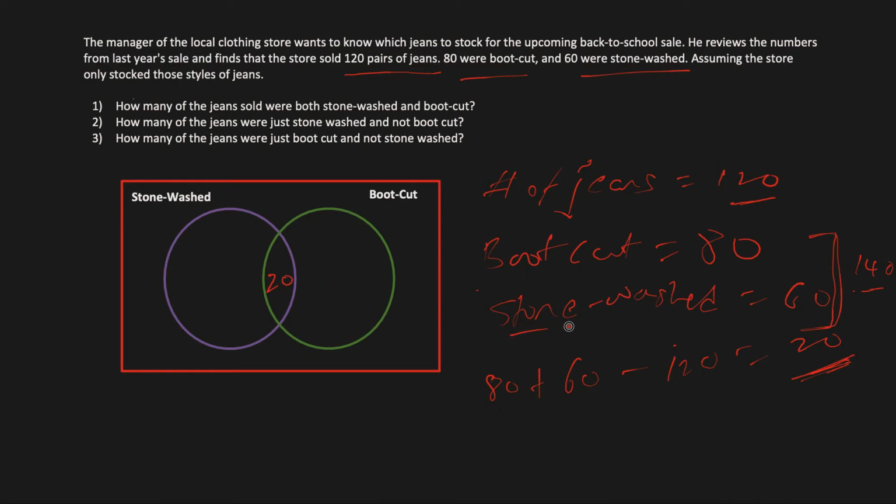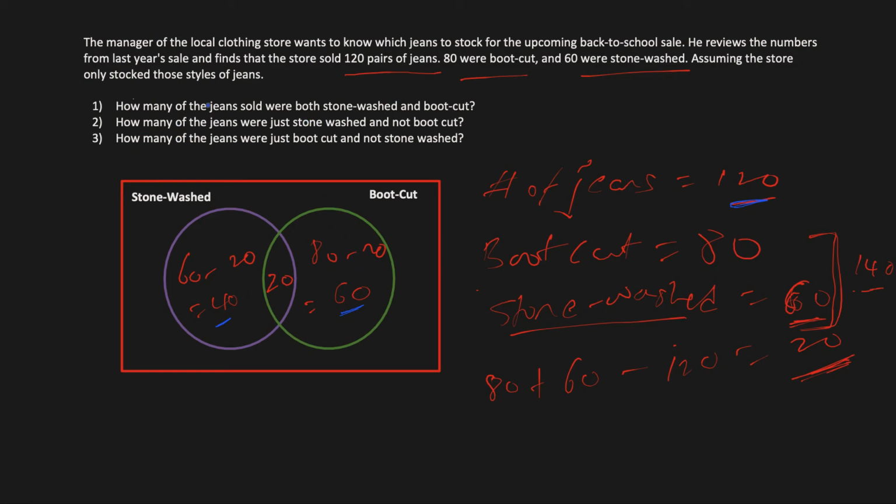And we know that the stonewashed jeans were 60, but of 60, 20 is common. So only stonewashed is 60 minus 20, which is 40. And then only bootcut is 80 minus 20, which is 60. And let me change my color again so it's easier. So we can see that of the 120 number of jeans, 40 were only stonewashed, 60 were only bootcut, and then 20 were both stonewashed and bootcut.